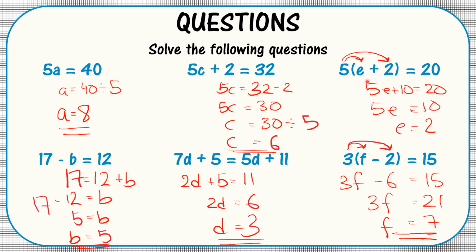5 bracket e plus 2. What you should understand is that you need to multiply the bracket out first. So you need to expand this bracket. So 5 times e is 5e. 5 times 2 is 10. So 5e plus 10 is equal to 20.